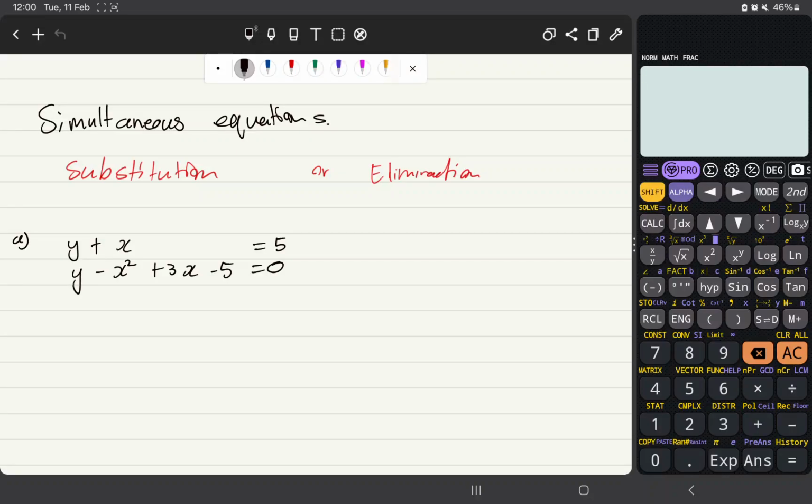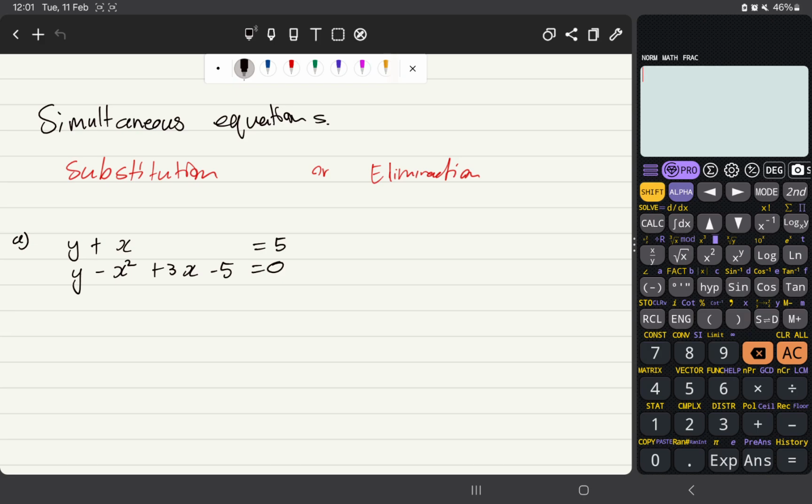Hello guys, once again. Right now we are doing simultaneous equations. They are not new, right? We did them in grade 10. In grade 10 it was just linear simultaneous equations, but right now we have some quadratic equations in there. So say maybe in this example A, the first equation is a linear one and the second one is a quadratic one.